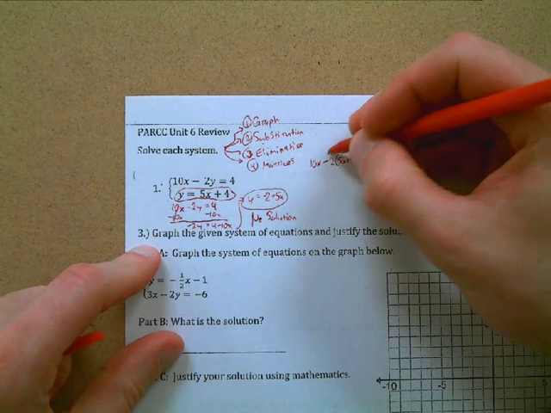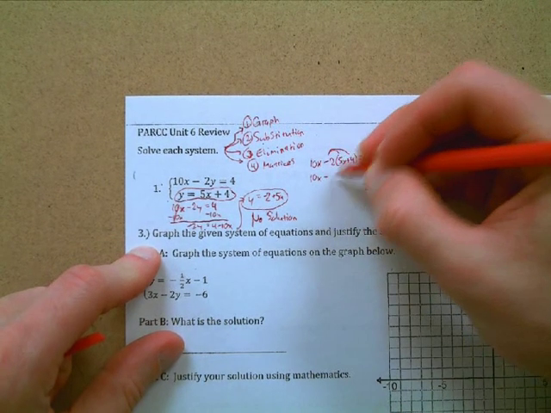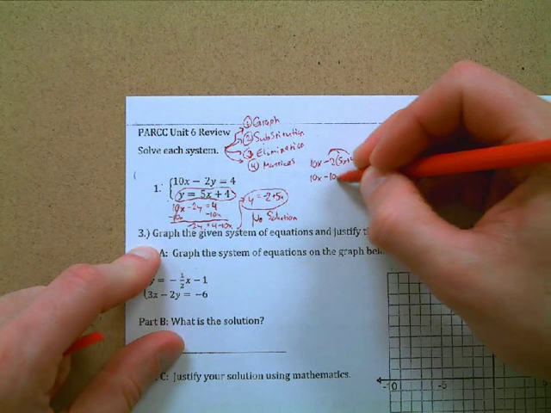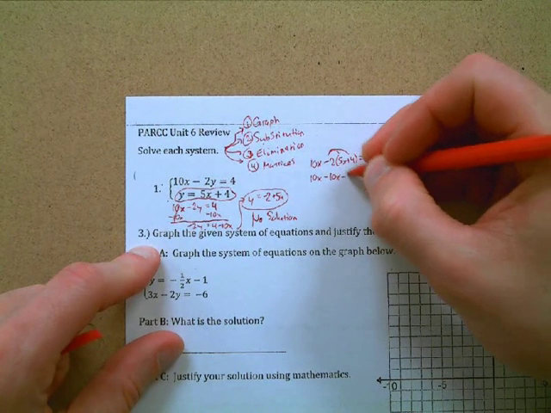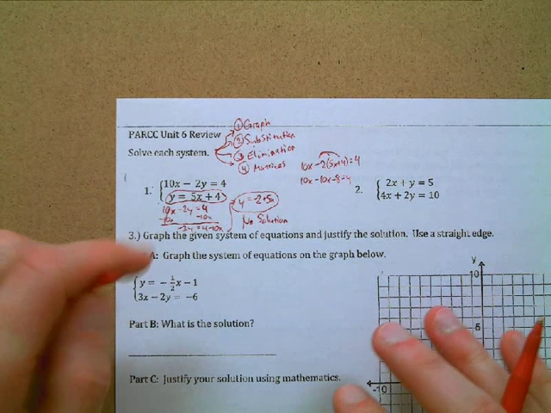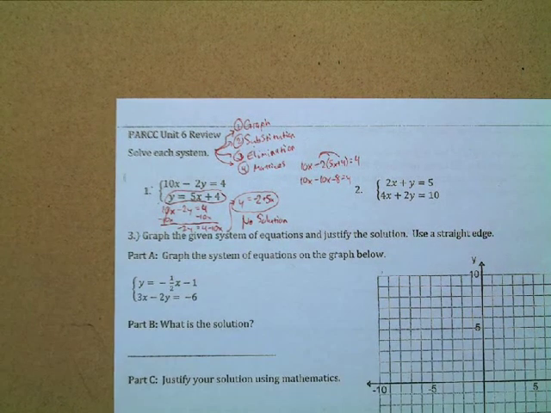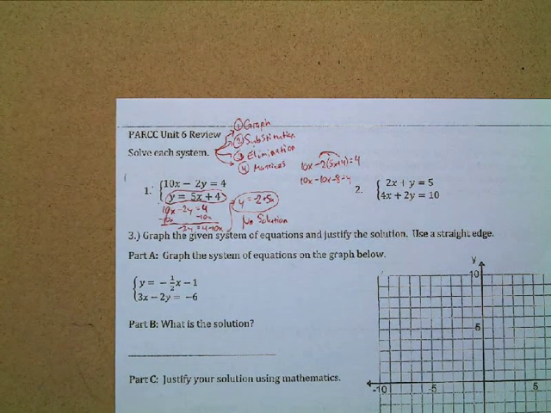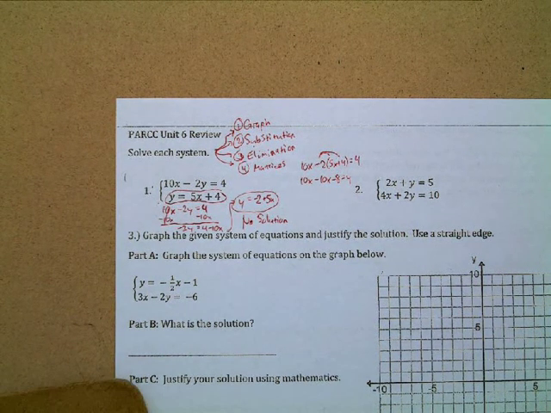And so we'll have 10x minus, 2 times 5 is 10. And then negative 2 times 4 is negative 8. Okay. Now, what can we do next? Combine like terms. And when I combine 10x and the minus 10x, what happens? It's 0. They exactly cancel.